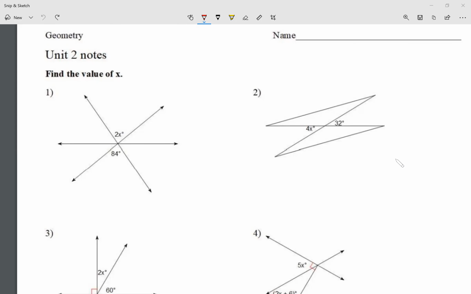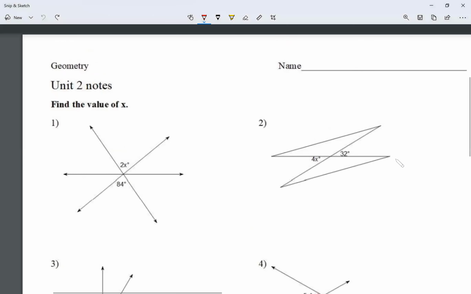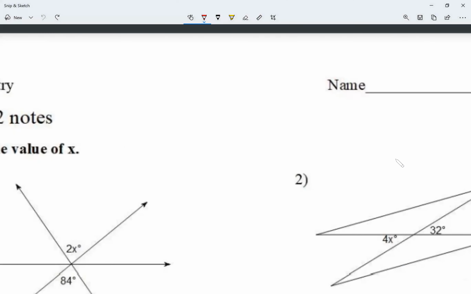Now we're going to be moving into a couple of rules. We're going to call them the vertical angle theorem and linear pair. But let me just talk about something really quick. Let me explain something here.